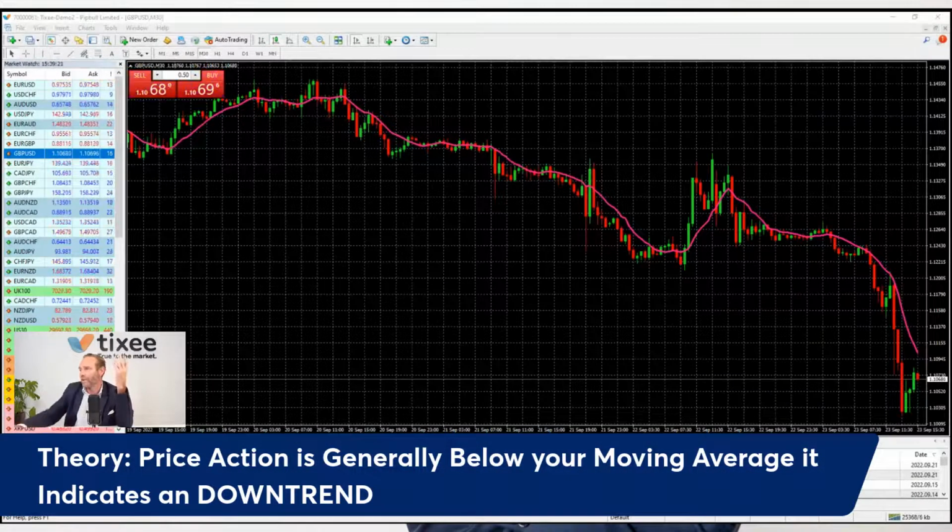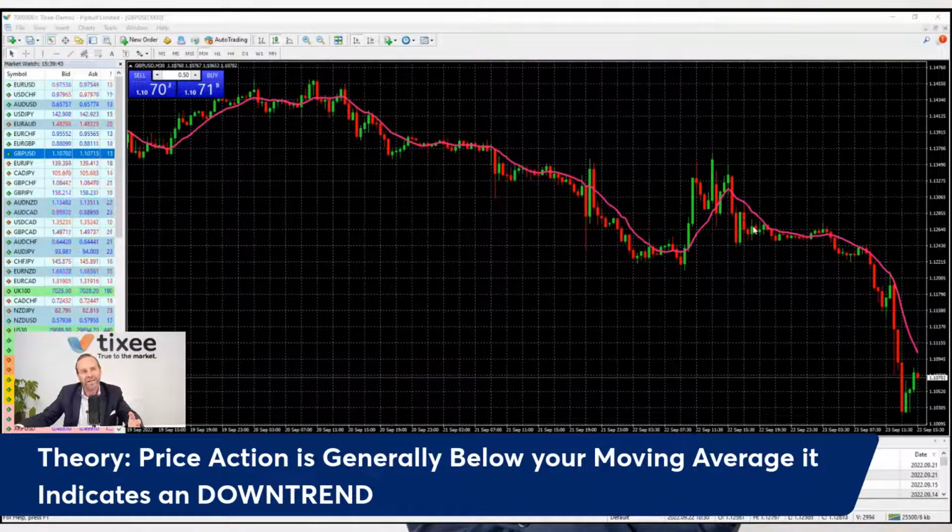So what do I mean by that? Let's have a look at my chart again, okay? So the idea, if the candles, this is the price action, are underneath the moving average here, it's on a downtrend. If it's above the moving average, then it's on an uptrend. If it goes below the moving average, then it's potentially on a downtrend. This is on a 30-minute chart.